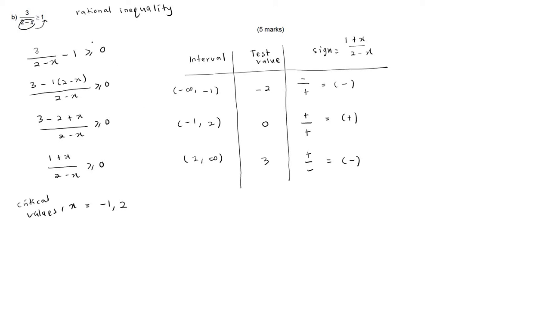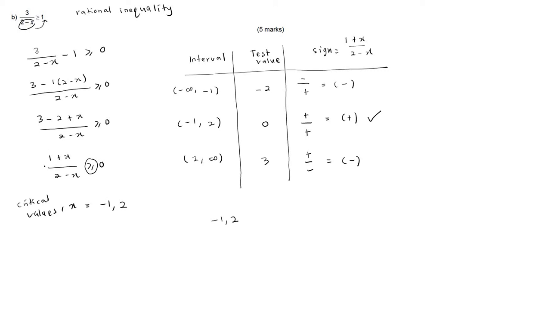And then based on the question, the symbol of inequality is more than. When the symbol is more than, we will choose the positive interval. So the answer is from negative 1 until 2. Now we want to determine whether the bracket is open or closed. The sign is more than or equal, and because there's equal, most probably the bracket will be closed.